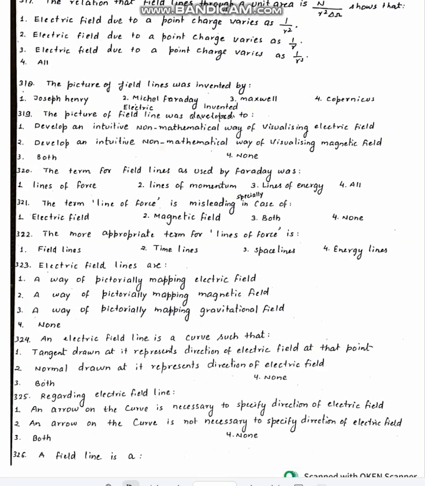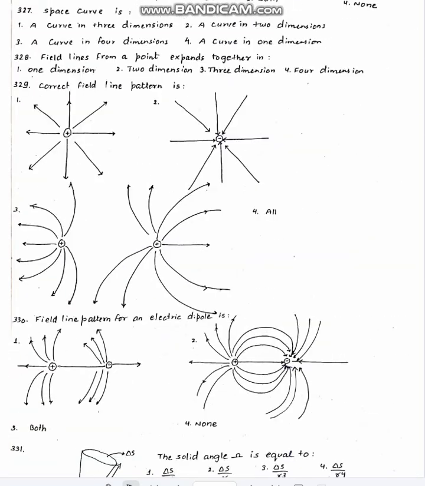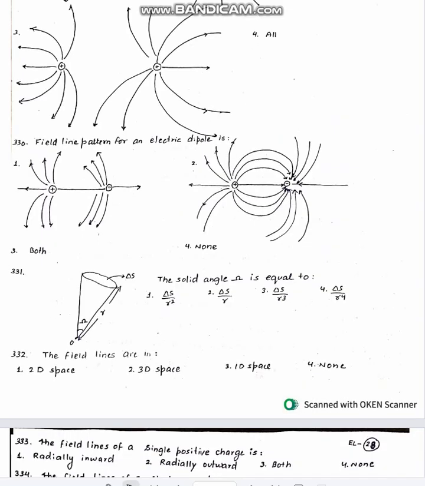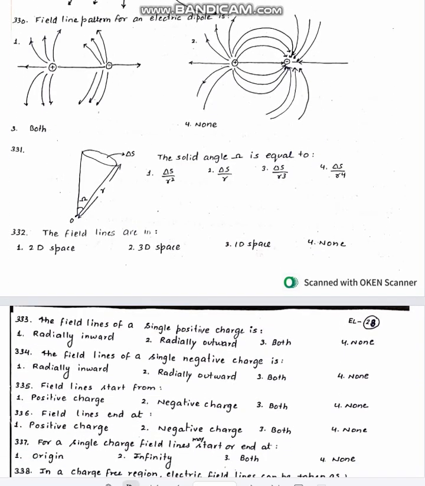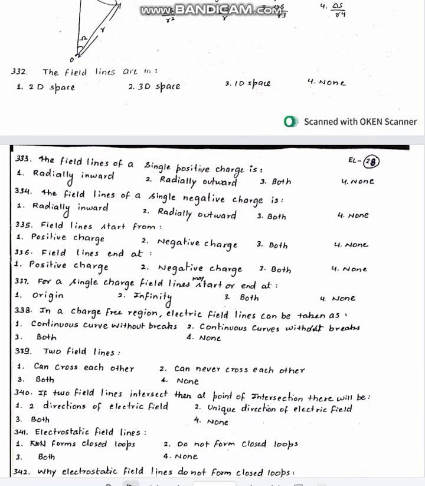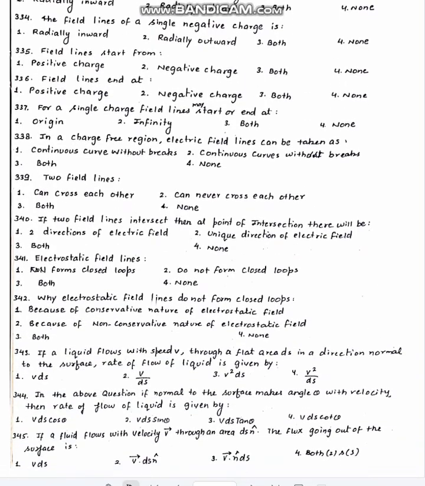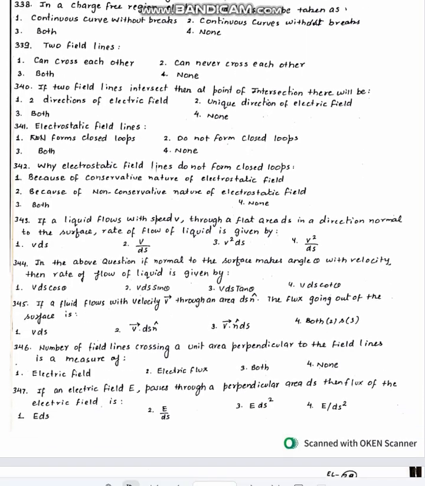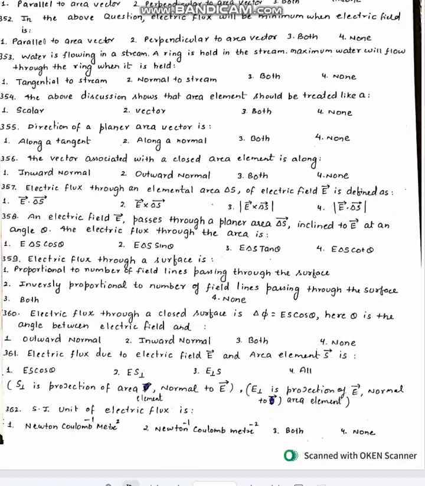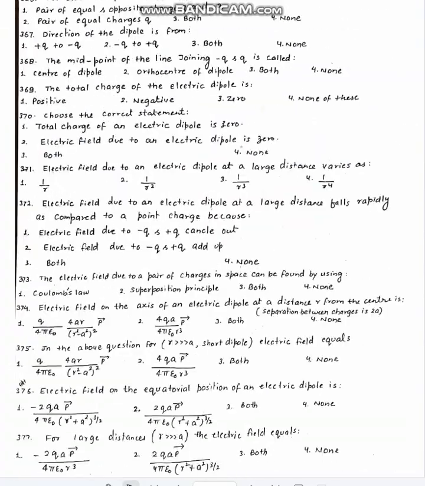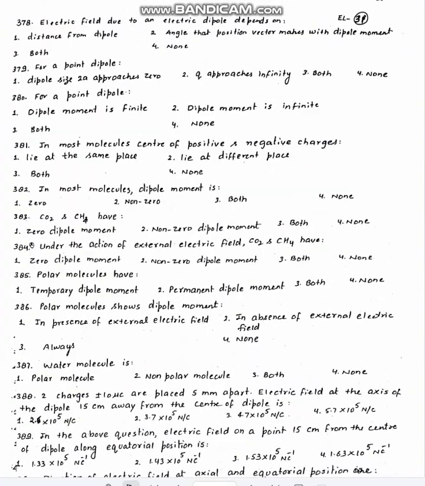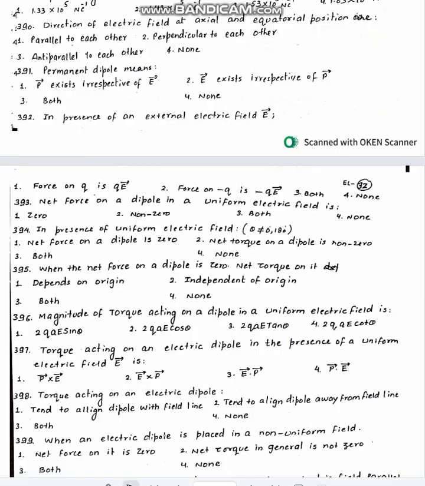Then we have some questions based on electric field lines. Then we have certain graphical based questions on electric field lines. Then we have concept of solid angle. Then we have concept of field lines. Certain questions are based on that. Then we have the questions for electric flux, calculations of them, and electric field due to dipole, questions based on that.